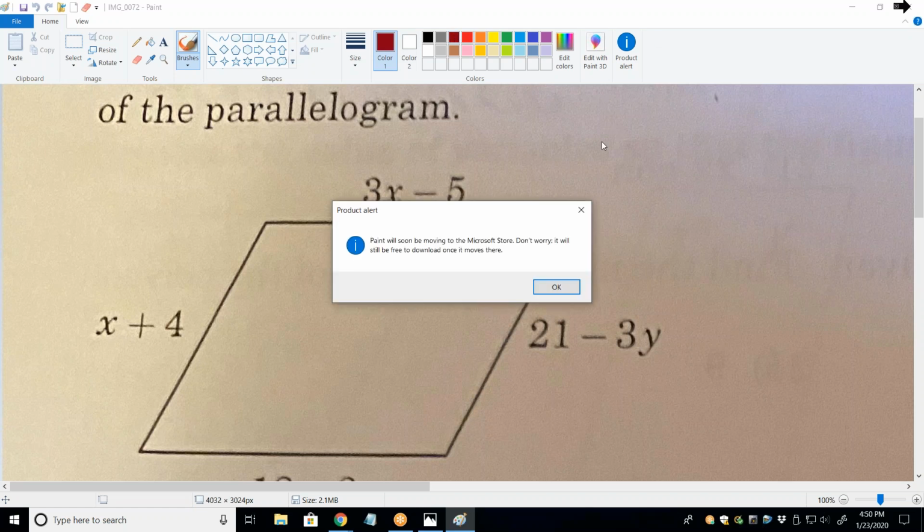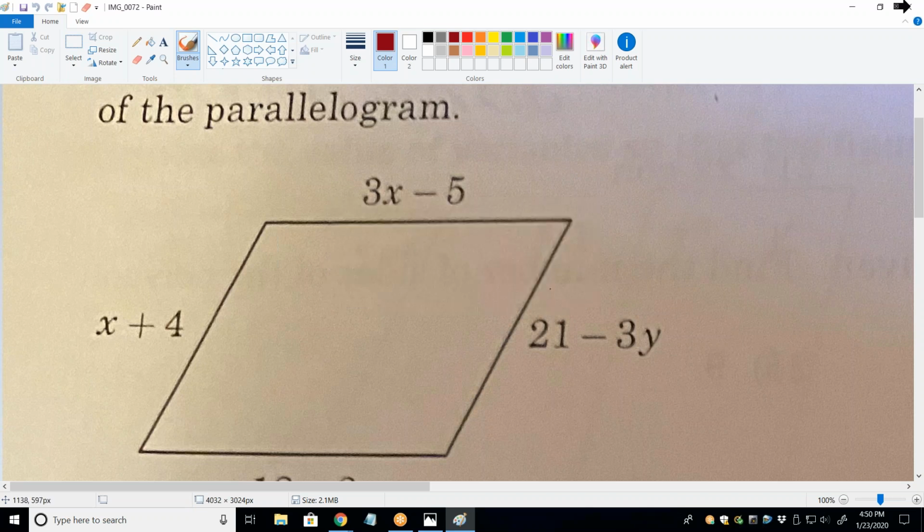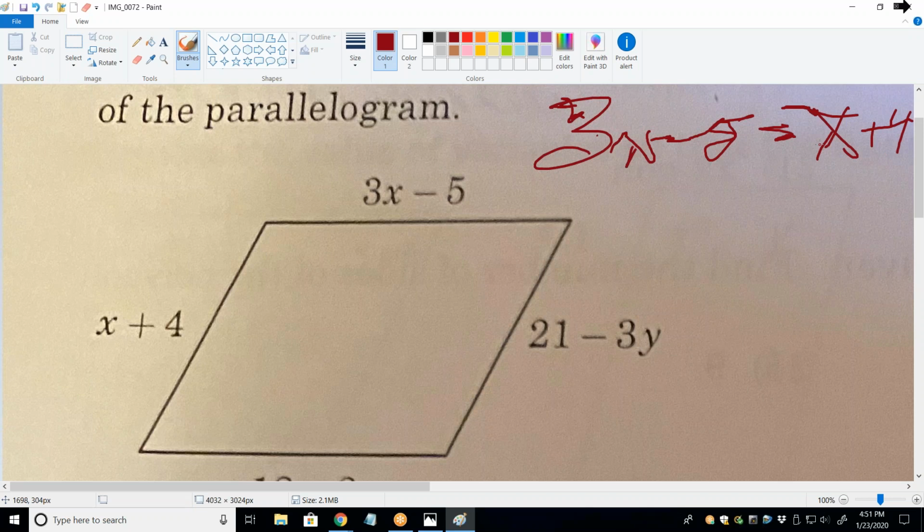Okay, let me start writing. Hold on. So I got 3x minus 5 equals what? It's right off my screen. 3x minus 5 equals x plus 4. Can you solve that for x? Yeah, so 3x minus 5 equals x plus 4.